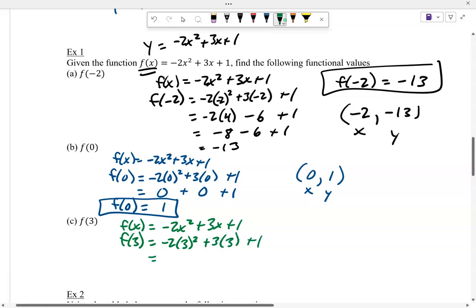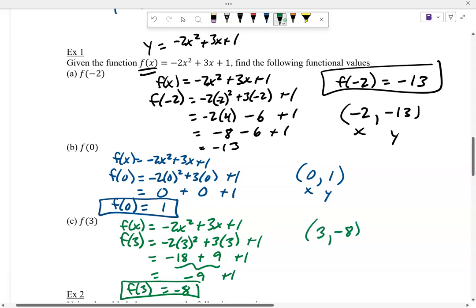And we got negative 2 times 3 squared. Well, 3 squared is 9. Negative 2 times 9, negative 18. 3 times 3 is 9. Negative 18 plus 9 is negative 9. Plus 1, I got negative 8. So f of 3 is negative 8. When x is 3, y is negative 8. All right? X is 3, y is negative 8.